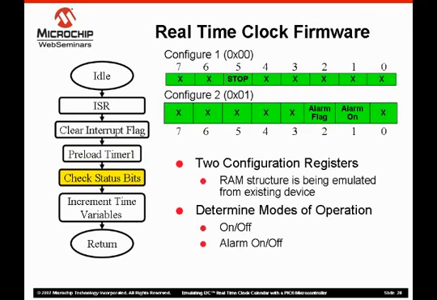Next, we check the status and configuration registers to determine our operating conditions. There are two configuration registers used in this case, even though there are only 3 bits that are actually used, because the RAM structure is emulated from an existing device. These registers determine whether or not the real-time clock is on or off, or if the alarms are on or off, as well as if any alarm conditions have occurred.